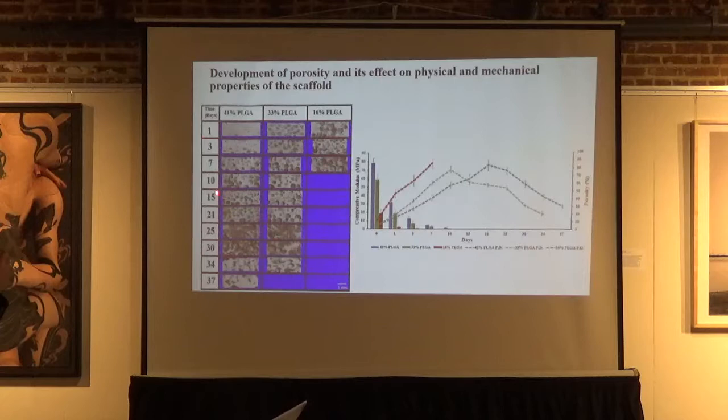Lastly, we changed the content of these scaffolds, depending on which application they are going to be used for. We changed it from 41%, 33%, to 16% PLGA, which means the scaffold with the 41% PLGA was stiffer. It would probably be used for bone applications. As you move to 16%, it would probably be used for, for example, muscle applications, which we have a guy in our lab who does a lot of research on that. As you can see, this corresponds to the mechanical properties, and as time goes on, the time-dependent development of porosity continues.